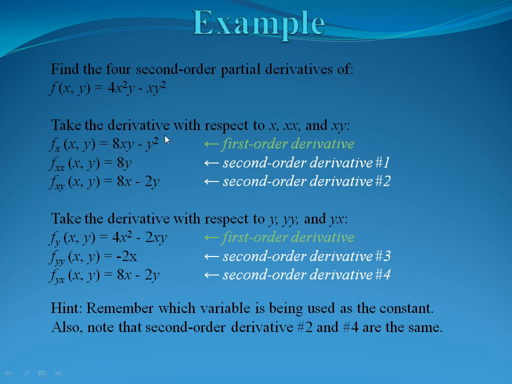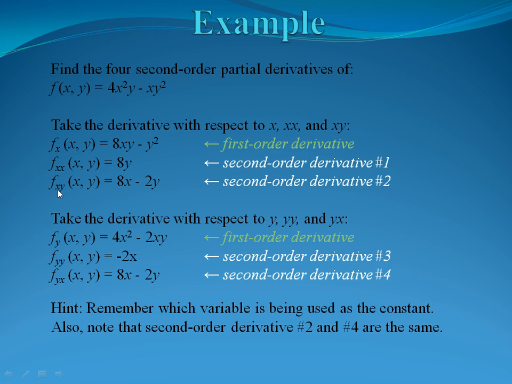The second term doesn't have any x's in it, so that means that y squared is just a constant. The derivative of a constant is 0. So the second partial derivative with respect to x is 8y. We can also find the partial derivative with respect to x and then y.